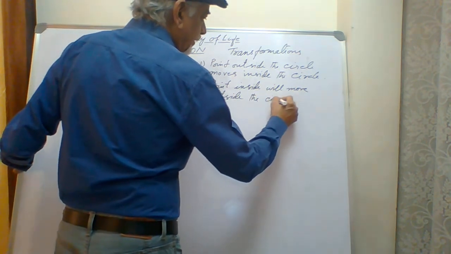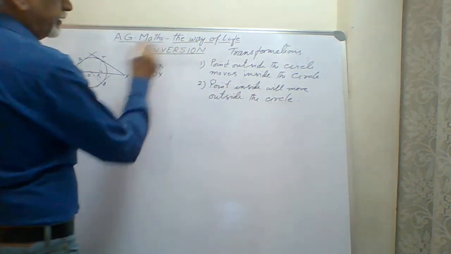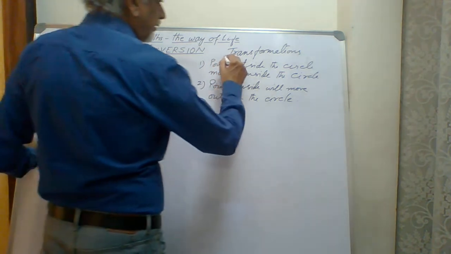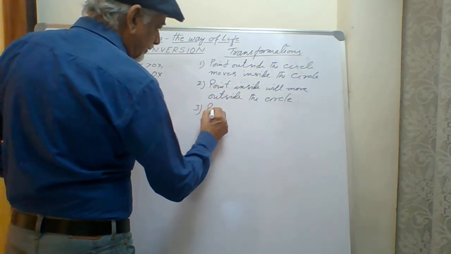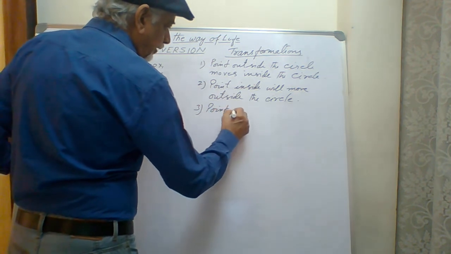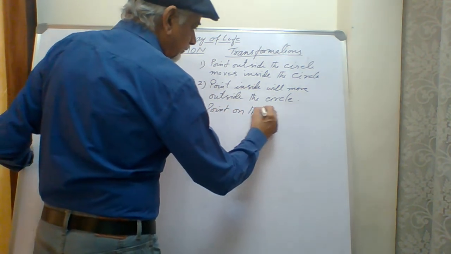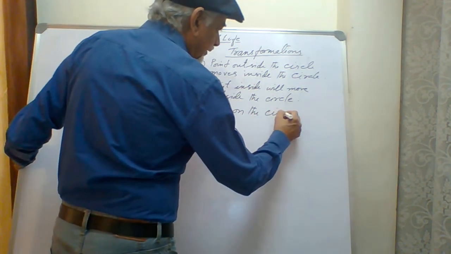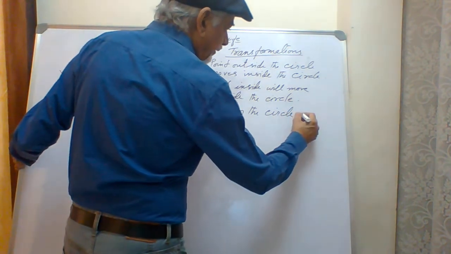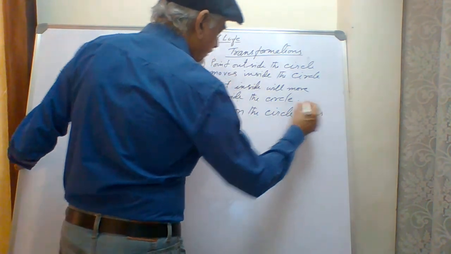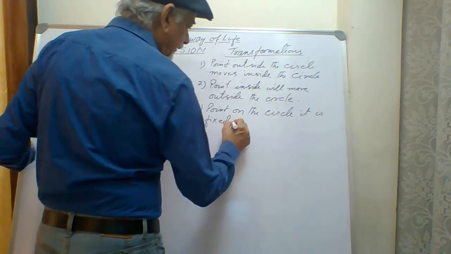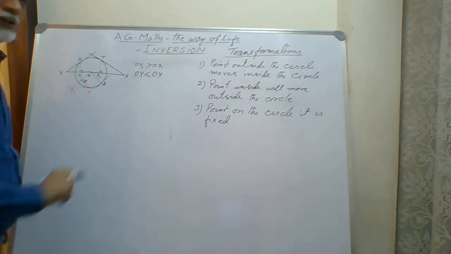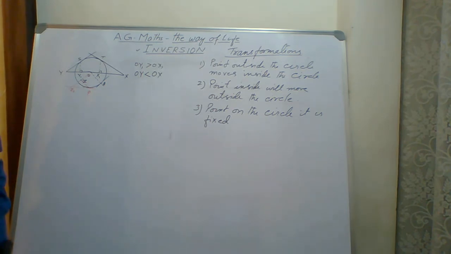When we are following the inversion transformation, the point on the circle doesn't move anywhere. It is fixed there. The point on the circle doesn't move and remains fixed.